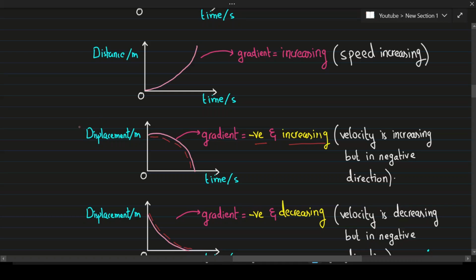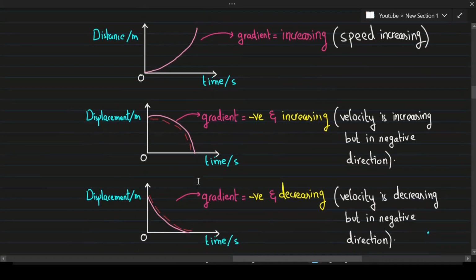So in negative, we will now use displacement. The distance can never be negative. Only displacement can be negative. So this shows that the velocity is increasing but in the negative direction, which means that your car is moving backwards and its speed is increasing. Its velocity is increasing gradually.